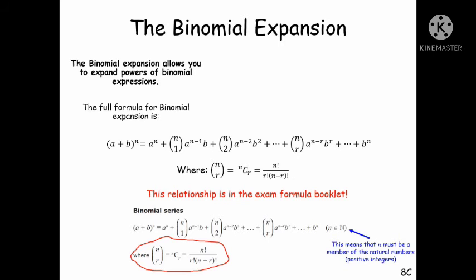This means that n must be a member of the natural numbers. It literally reads n belongs to the natural numbers. In other words, a positive number or the counting numbers.